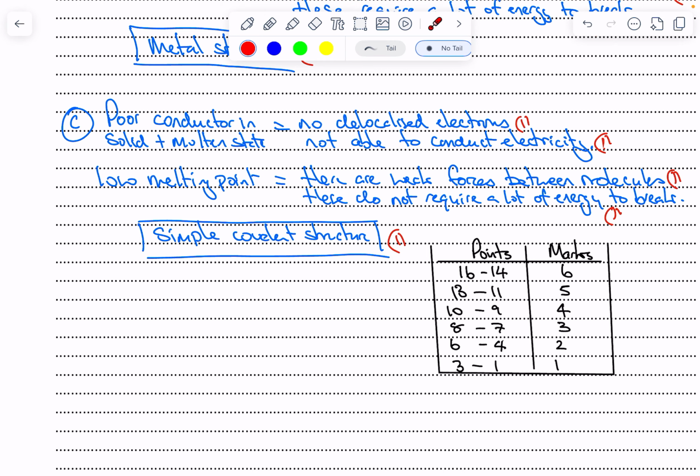And again, to help you apply marks to this, if you've got more than 14, give yourself a 6, and so on and so on as you go down the list.